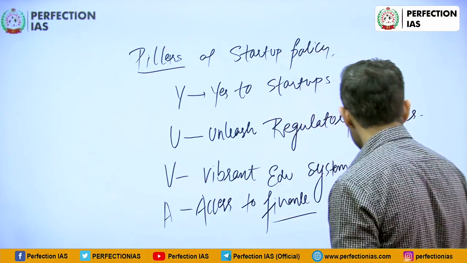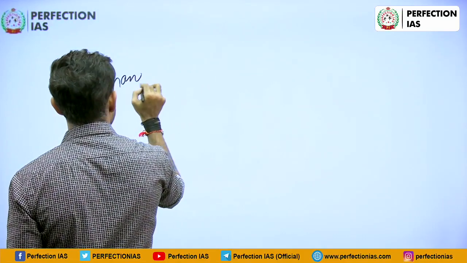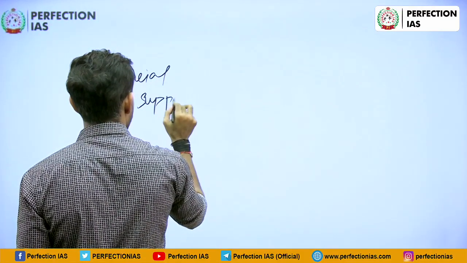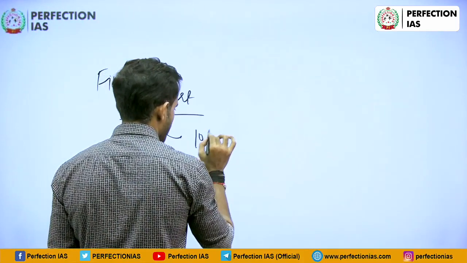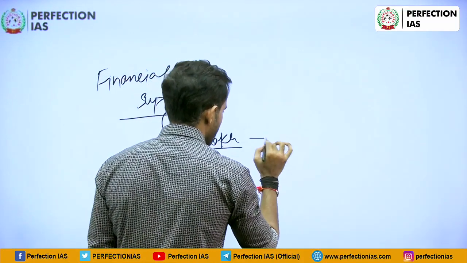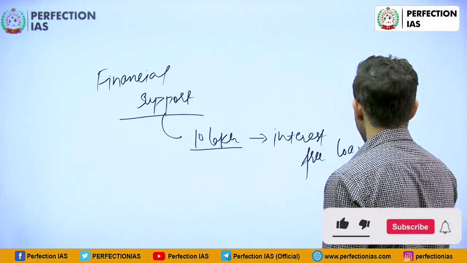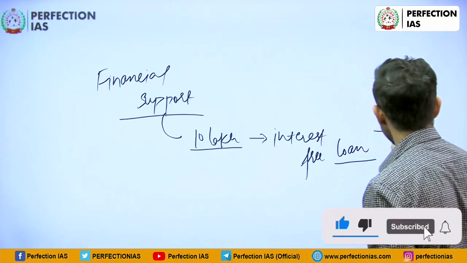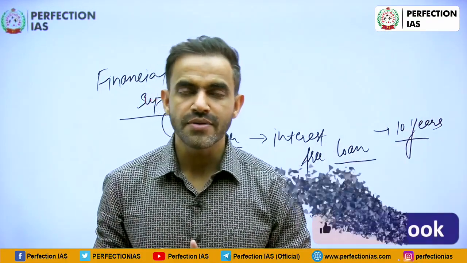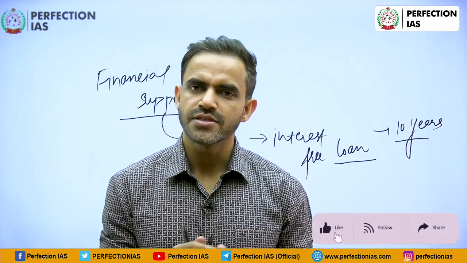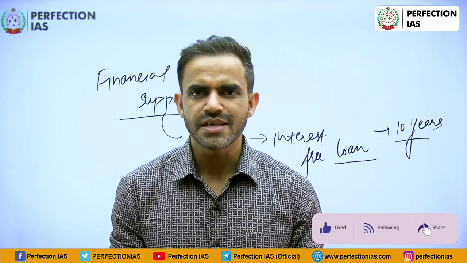Next is how much financial amount will be provided under this policy. So, financial support. Under this policy, an assistance of 10 lakh rupees interest free loan will be provided for a duration of 10 years. So three important points: how much amount will be provided? It will be 10 lakh. What will be the interest rate? It is going to be interest free. And what will be the duration? It will be 10 years. This will be given to eligible startup companies.